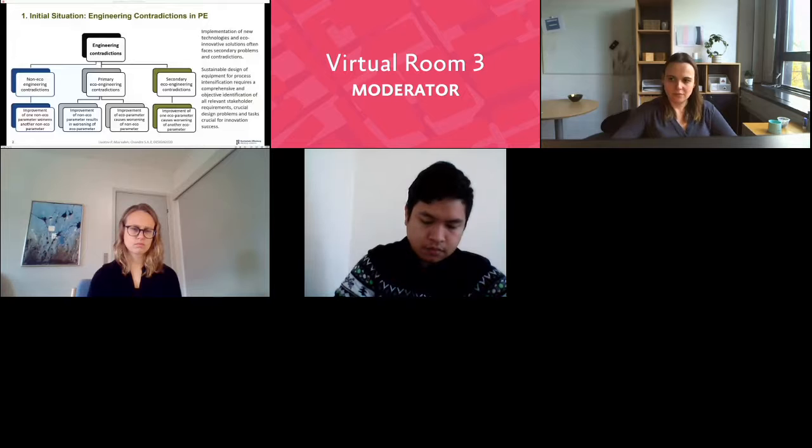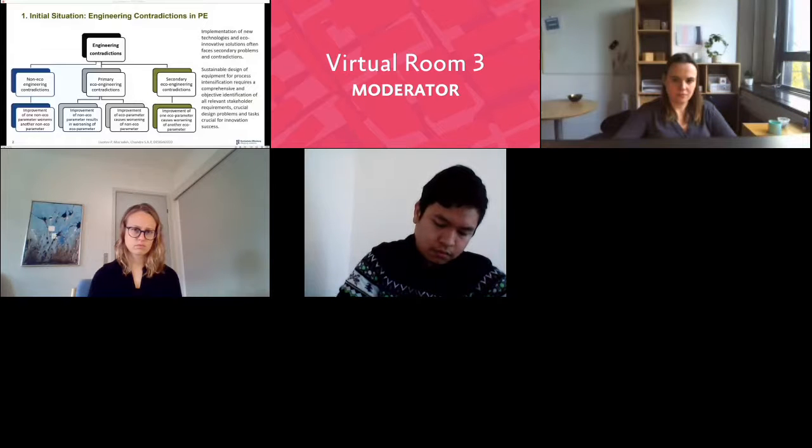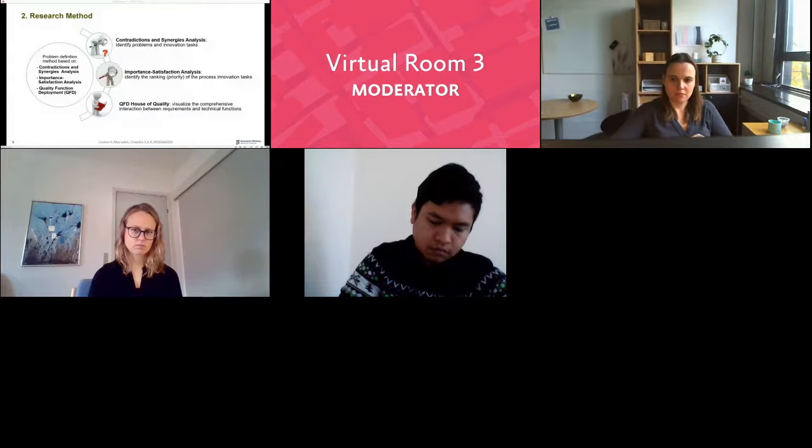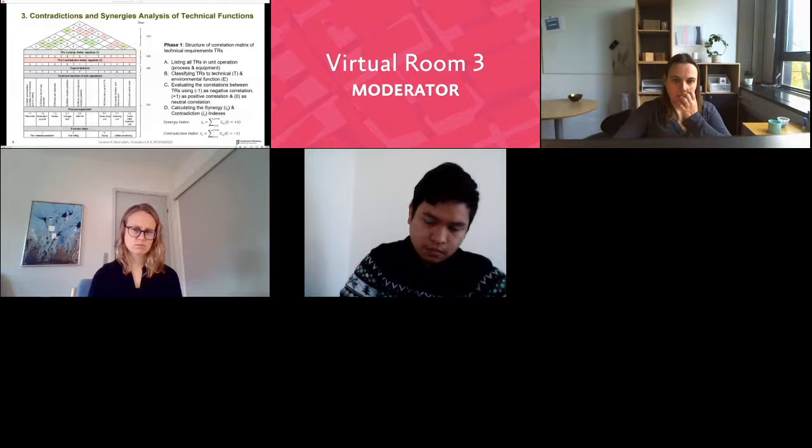The proposed method is based on the contradiction and synergies analysis to identify problems and innovation tasks, on importance satisfaction analysis to identify the ranking of the tasks, and on the QFD house of quality to visualize the comprehensive interactions between the requirements and technical functions in the process. We would like to illustrate the approach with the help of one example.